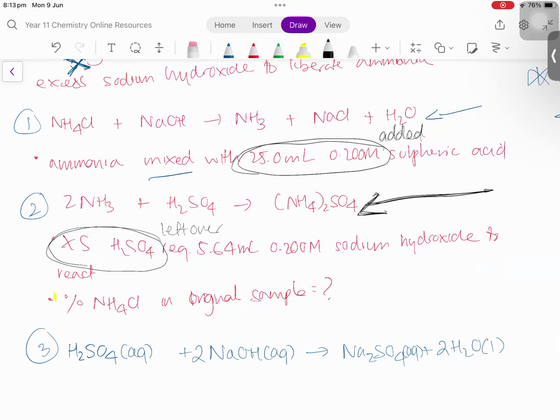Listen carefully. You know the amount of sulfuric acid added to the second reaction. You will eventually know the amount of sulfuric acid left over. You know the amount of sulfuric acid added. I promise you we can calculate the amount of sulfuric acid left over. This is my question. You know the amount added. You will eventually find out the amount left over. How do you calculate the amount that got lost or reacted in reaction two?